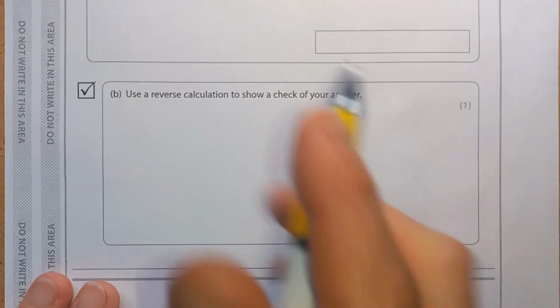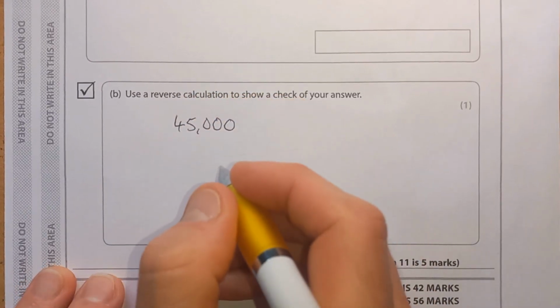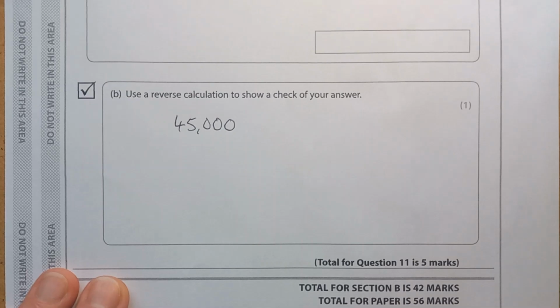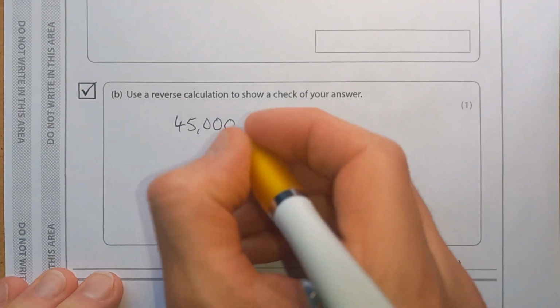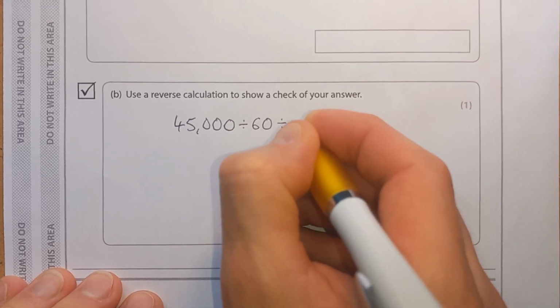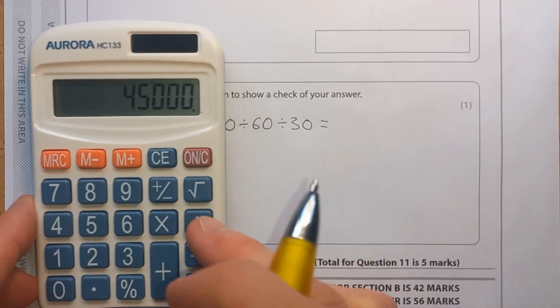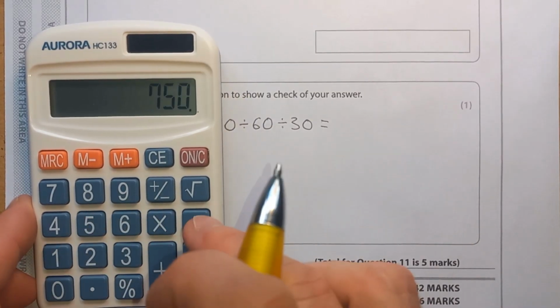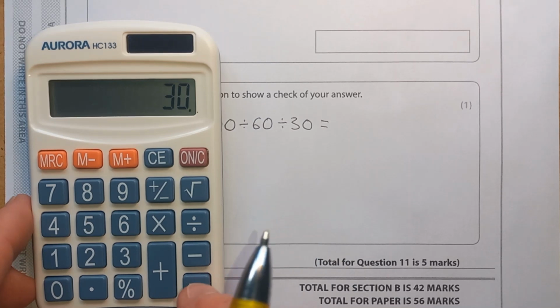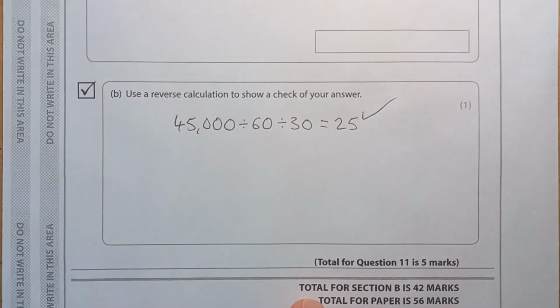So, if we start with the 45,000, reverse calculation, so we want to do it backwards. Well, we did 25 times 30 times 60. So if we do it backwards, we'll divide by the 60 and then divide by the 30. So 45,000, divide it by the 60, divide it by the 30, and it should take us back to the original number, which was 25. Check done. So that's the end of the paper.